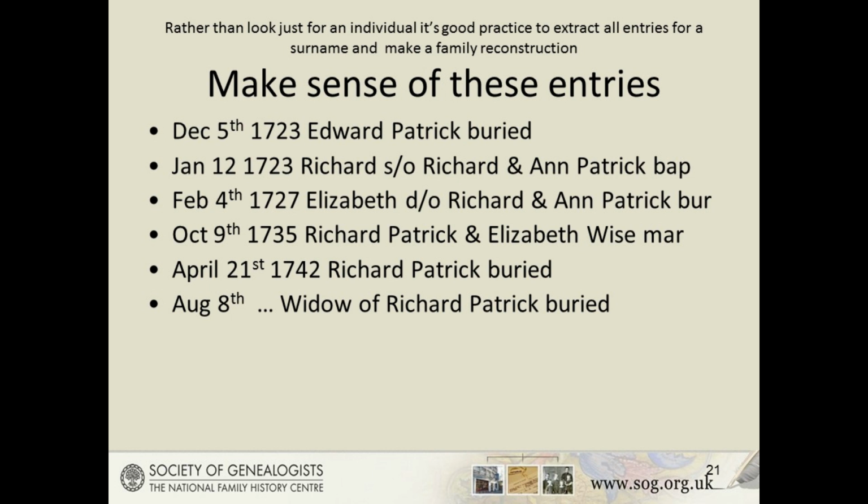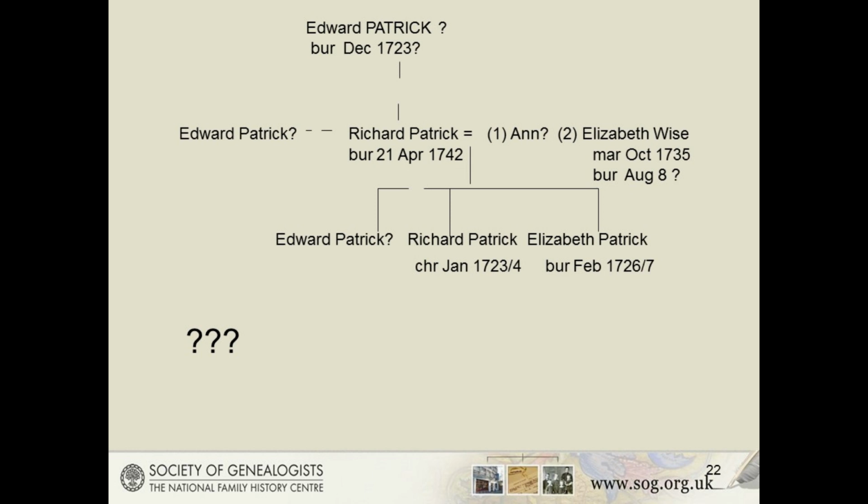Once you've abstracted the entries, it's helpful to put them together into family groups. This is called family reconstruction. Try to make sense of the entries for everyone with the surname Patrick listed here. This is the family group or reconstruction that I've put together into a rough family tree. Note how I've question marked and used dotted lines for things I'm not sure about.